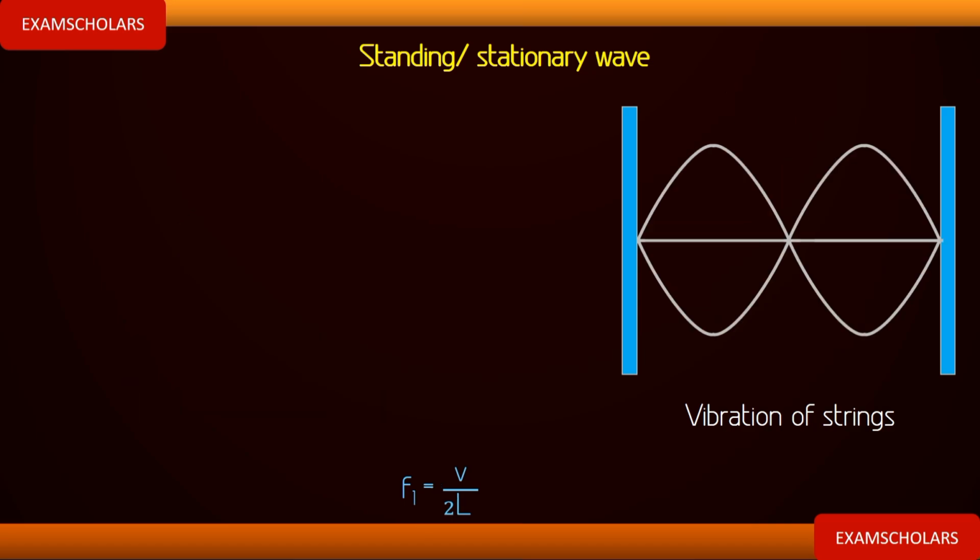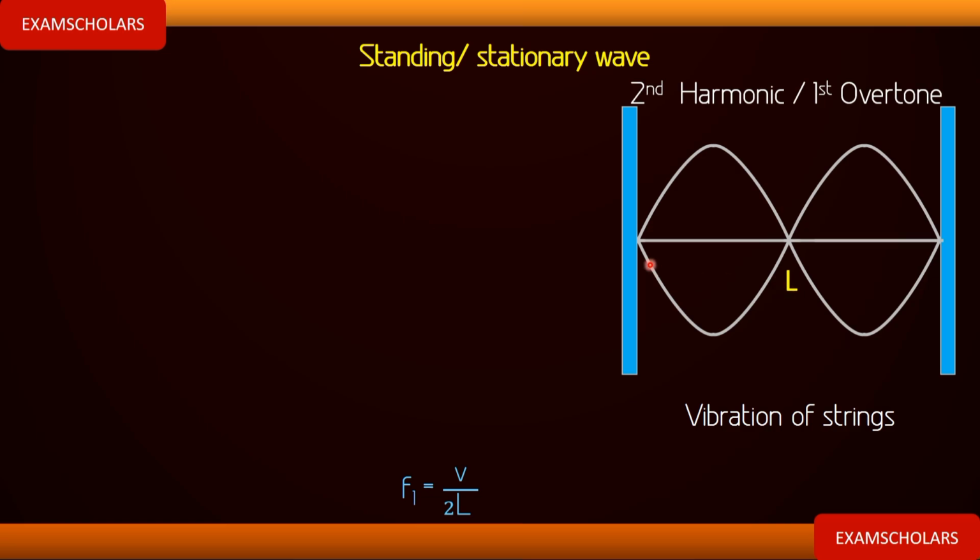Now, what if you are still using the same length and you have something in between the length? You hold it or you fix the middle and you pluck it. You are going to have this pattern as shown. Now, this is called second harmonic or first overtone. The sound that you are going to hear from this is called second harmonic sound or first overtone sound. Recall that the length is constant.